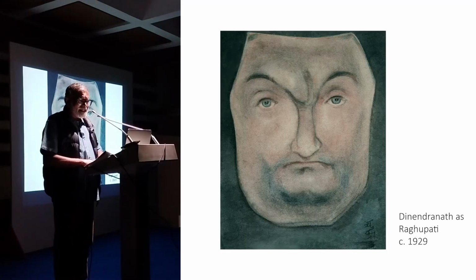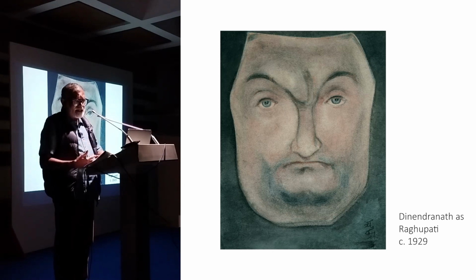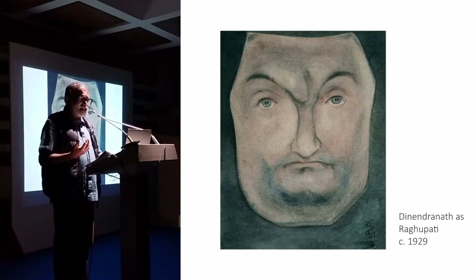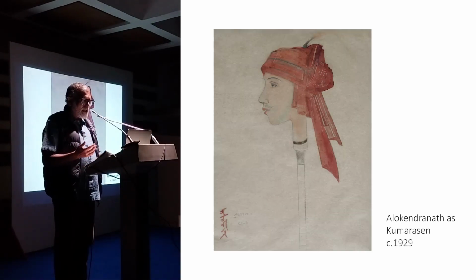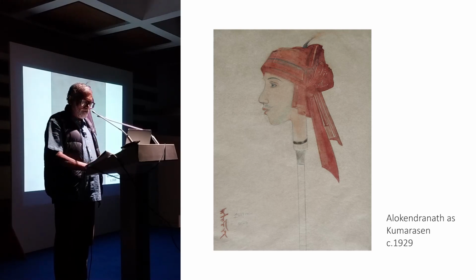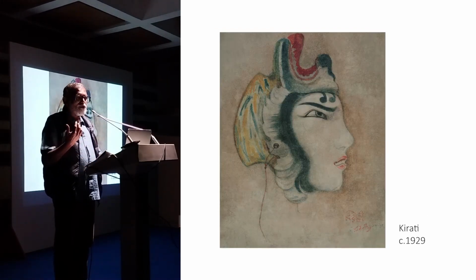Then again, around 29, we see a firm dating that he does a whole series based on theater, or Rabindranath's theater, and he paints various people who were around, Dinendranath, for instance, playing the role of Rukmati, and Alokendranath playing the role of Kumarasena. They are almost like puppets, in a sense, or like masks. So he has these various figures, and there's a whole series of that in this book.